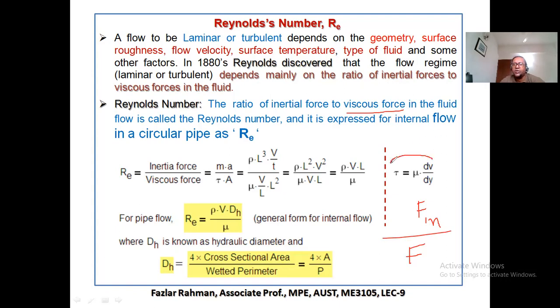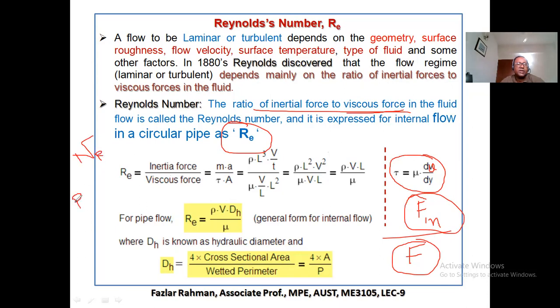You remember Newton's law of viscosity, tau equals mu dv by dy or du by dy, right? Tau is the shear stress. If you multiply by area, what will you get? You get the frictional force at the bottom. And what is the inertia force? Inertia force is due to the acceleration, F equals ma. So what is the Reynolds number? It is the ratio of inertia force to the viscous force of a fluid flow. It is normally expressed by Re, and in some books you might see NR or RN. So Reynolds number equals inertia force divided by viscous force.